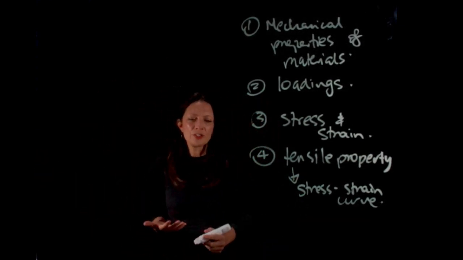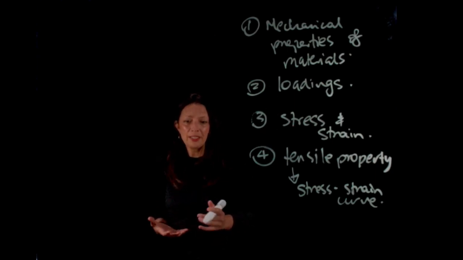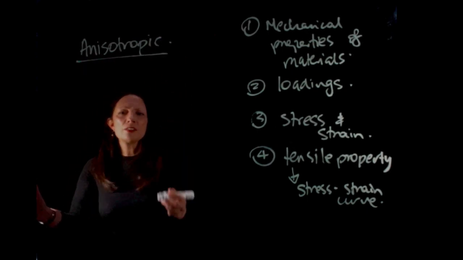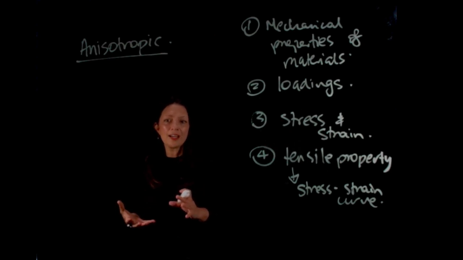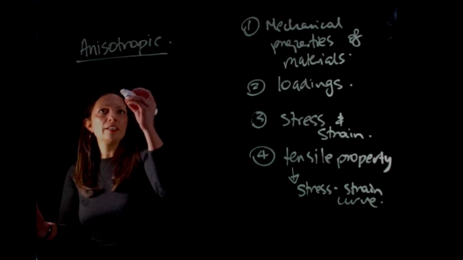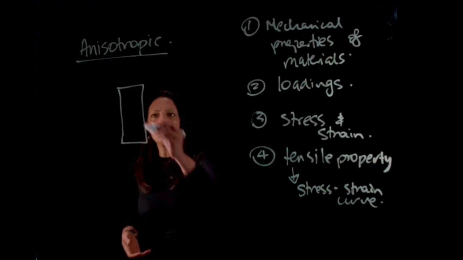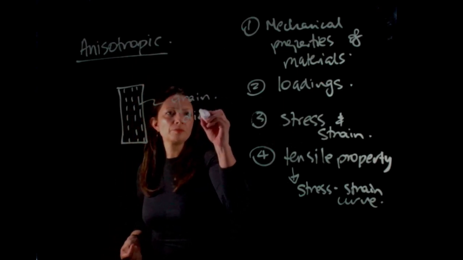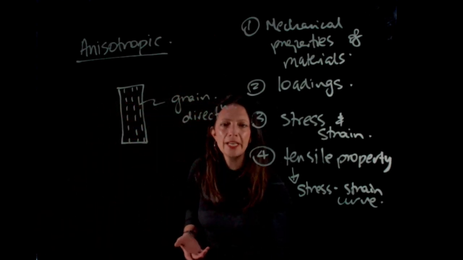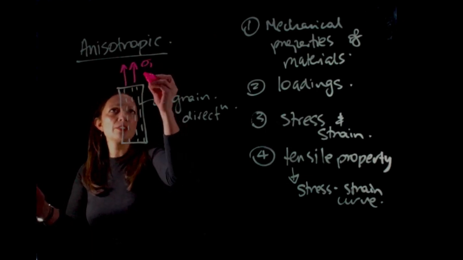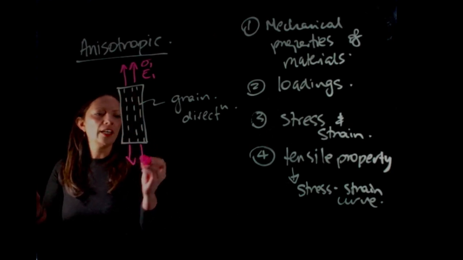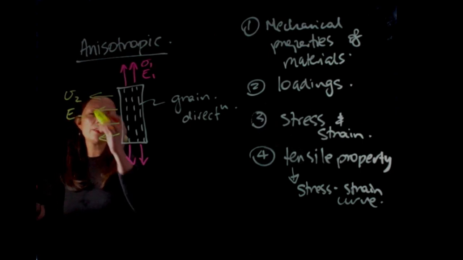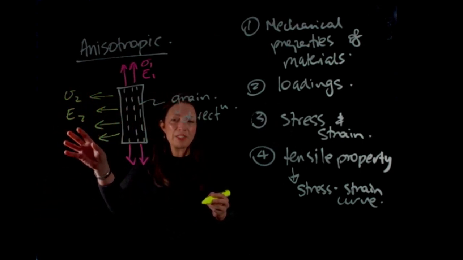Most structural materials are thought of as isotropic. Well, actually they're anisotropic. So what does anisotropic mean? It means that the material properties are different in different directions of the material. So if I have a piece of wood and I have directional grain, that's the grain of the wood, and it's directional, I'm going to have different mechanical properties in this direction, so sigma 1, the stress and the elastic modulus, and it's going to be different in this direction. So the stress and the stiffness of the material will be different.